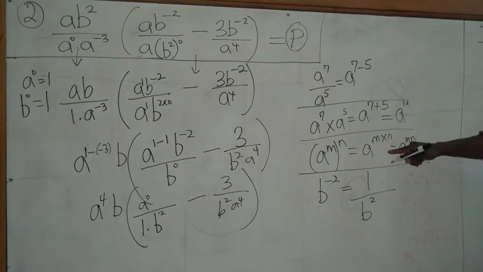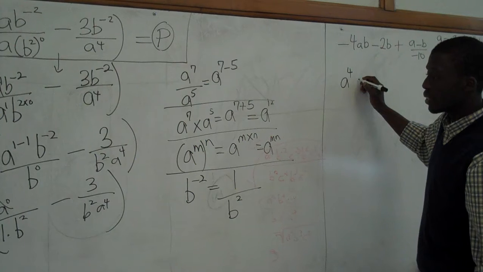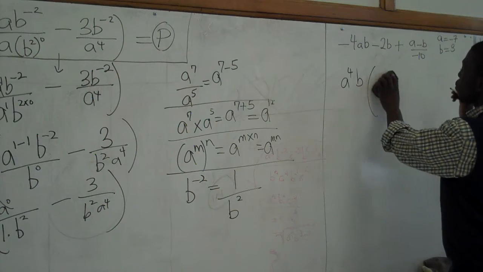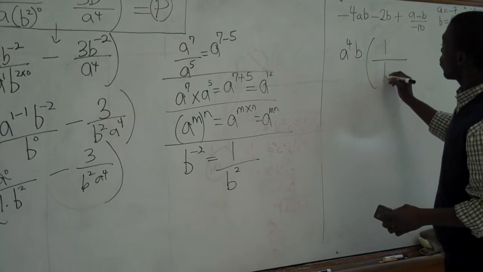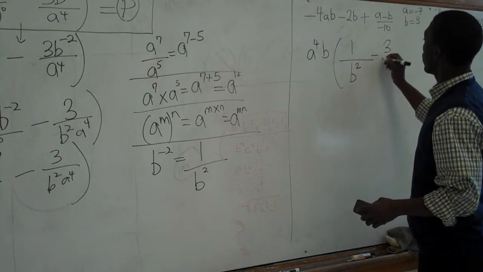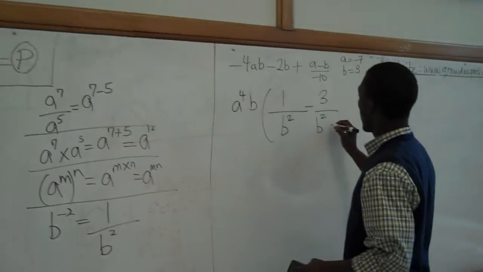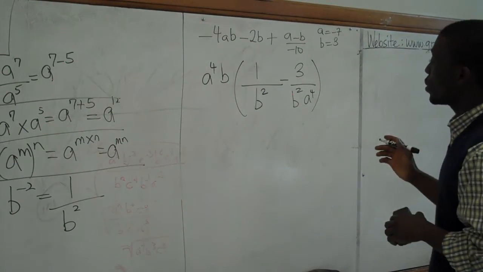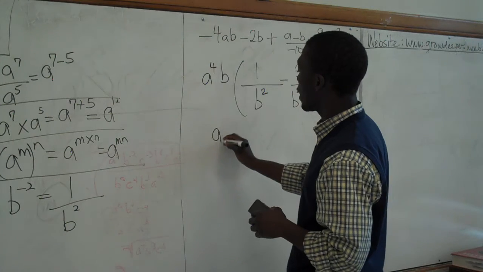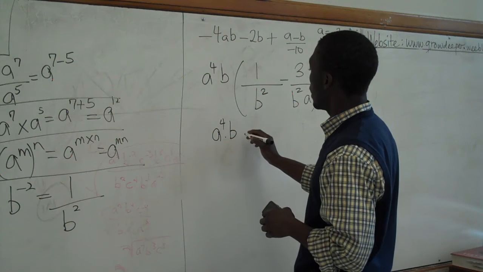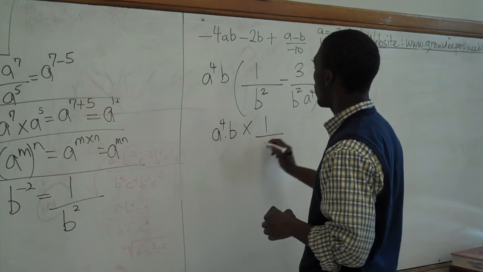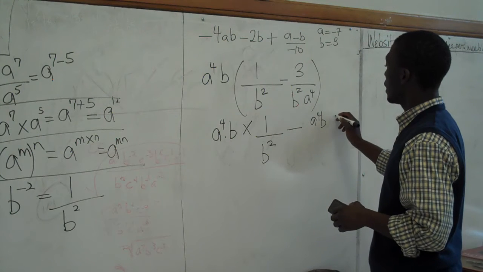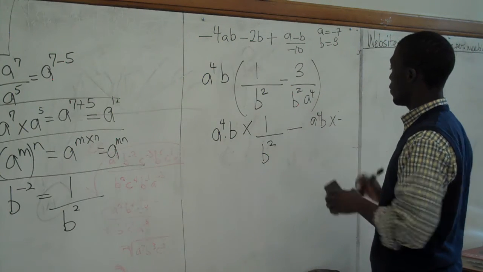Right here, let me rewrite the last thing we have. a to the 4th power b, and then a to the 0, which is the same thing as 1, over b squared minus 3 over b squared a to the 4th power. You might remember your principle of distribution. All you need to do at this point is distribute. So it becomes a to the 4th power times b, multiplied by 1 over b squared, minus a to the 4th power times b times 3.